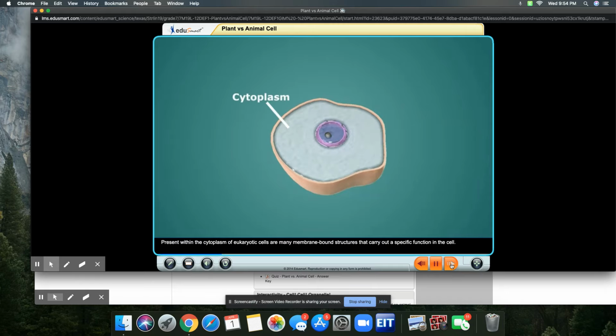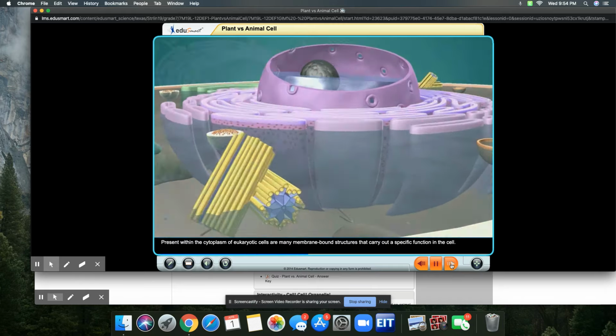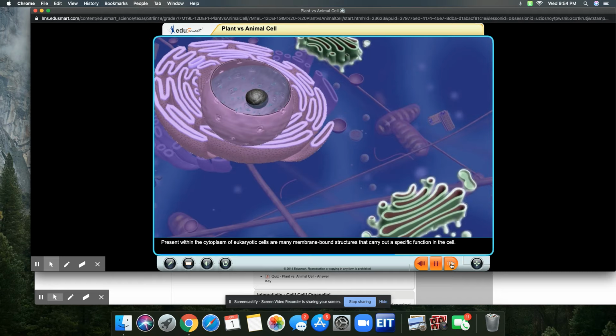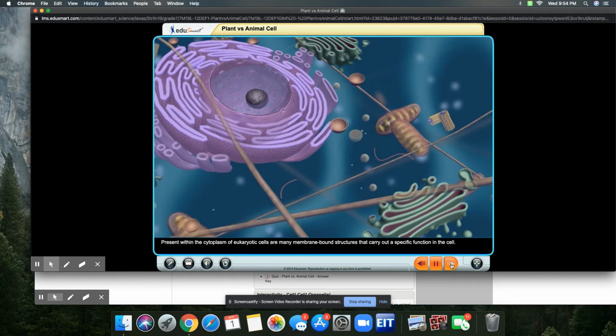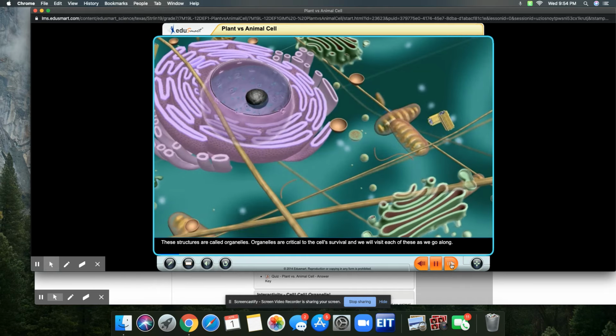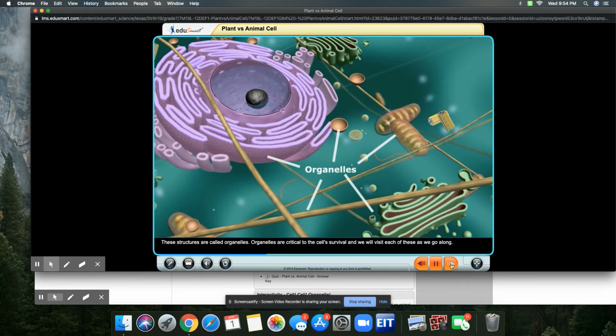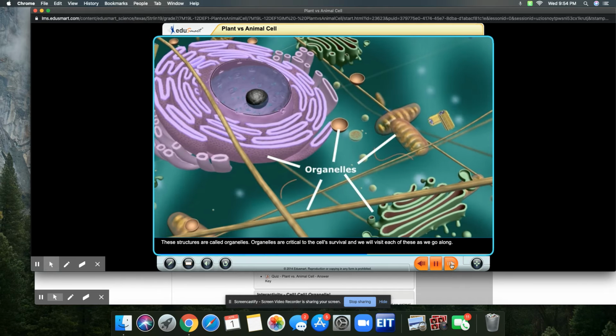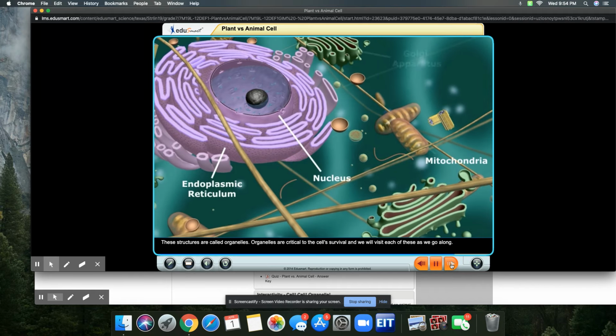Present within the cytoplasm of eukaryotic cells are many membrane-bound structures that carry out a specific function in the cell. These structures are called organelles. Organelles are critical to the cell's survival, and we will visit each of these as we go along.